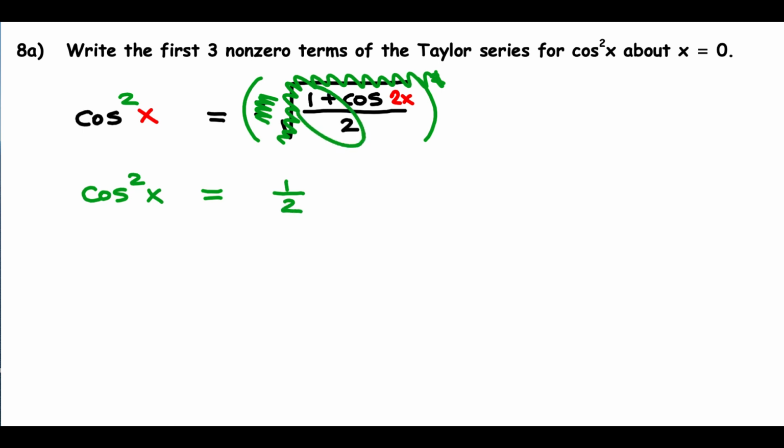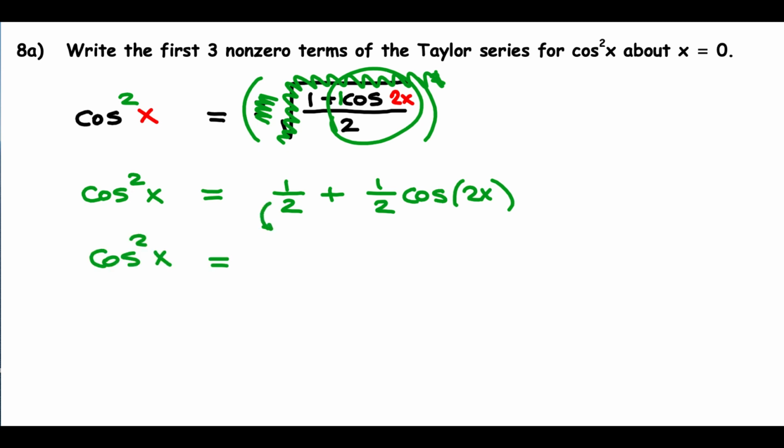Now at least the cosine is linear instead of squared, and that way we can use memorized formulas. So that is great. We're going to do that right now.